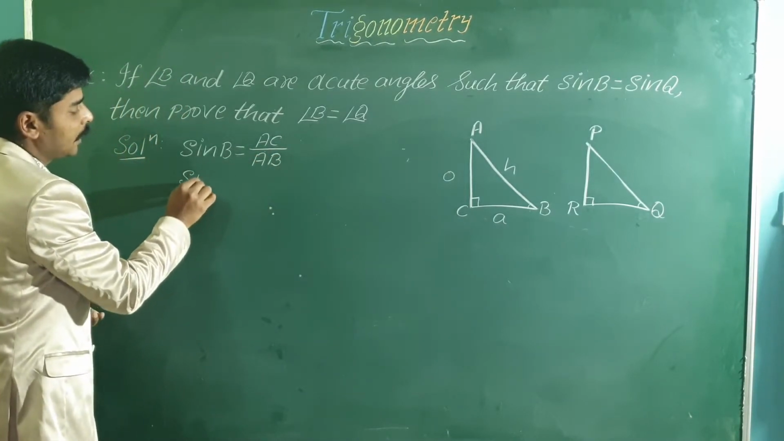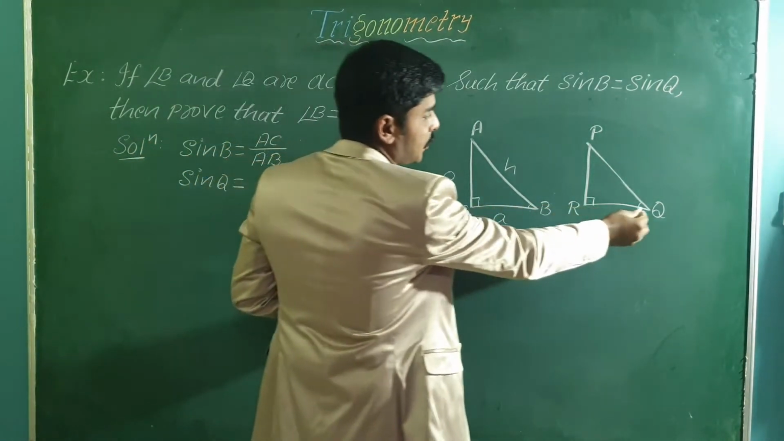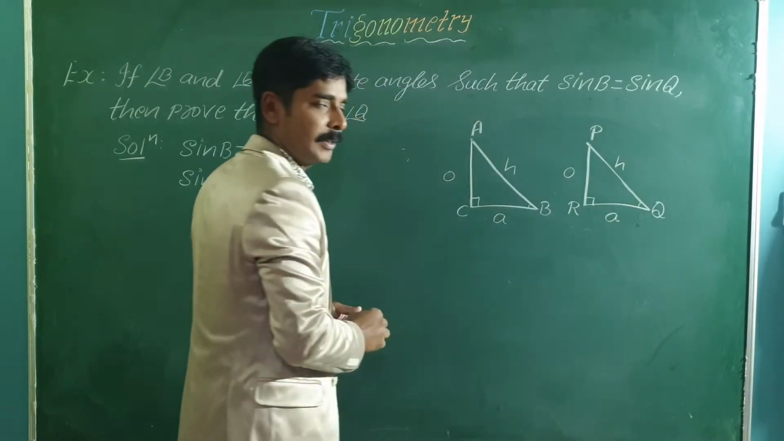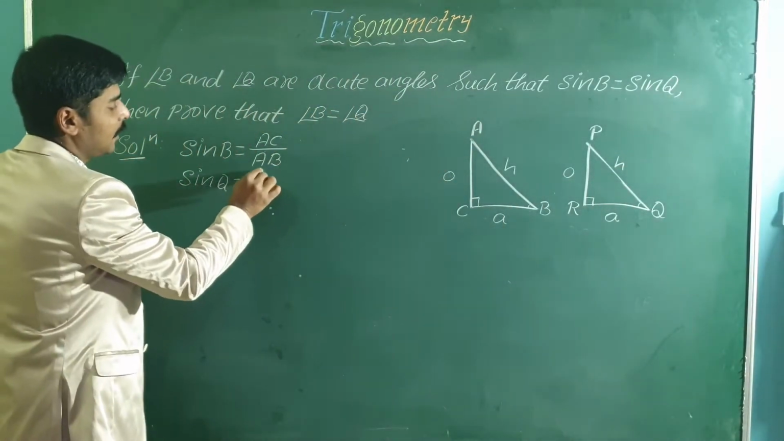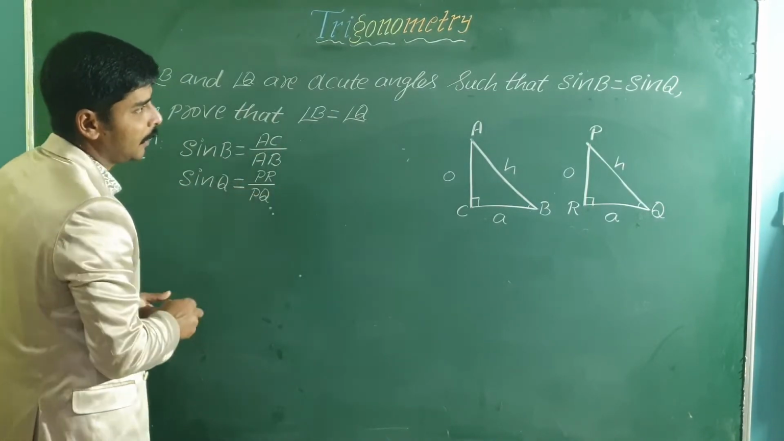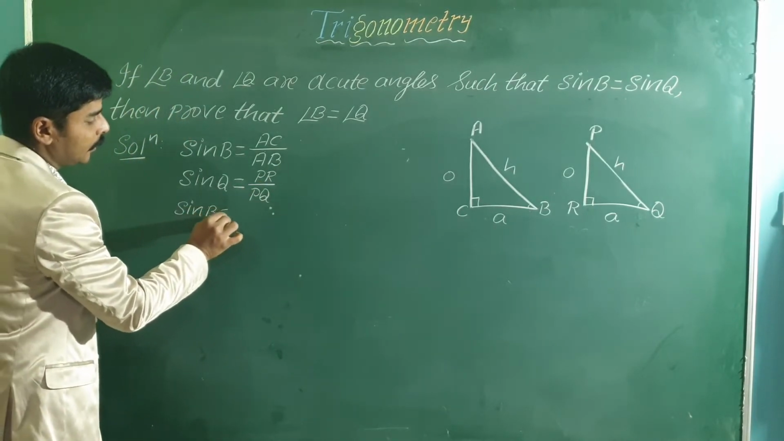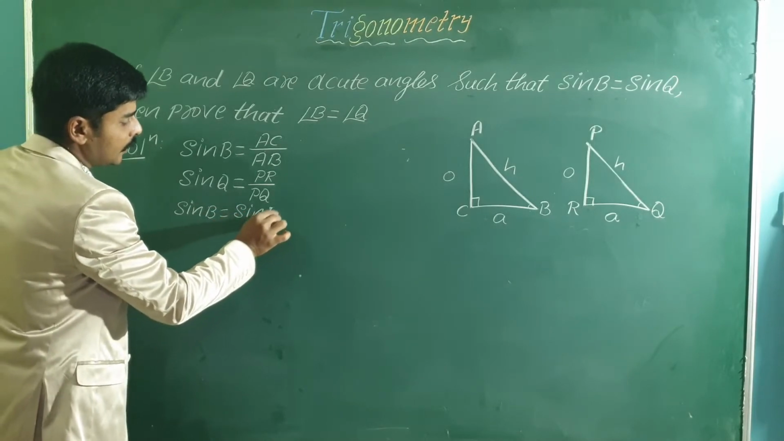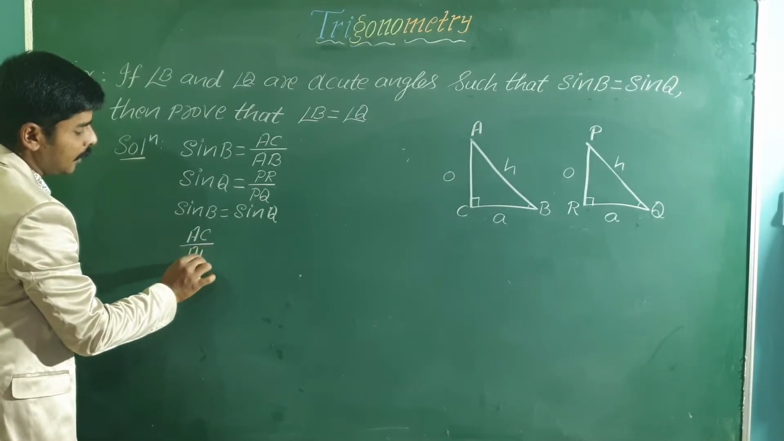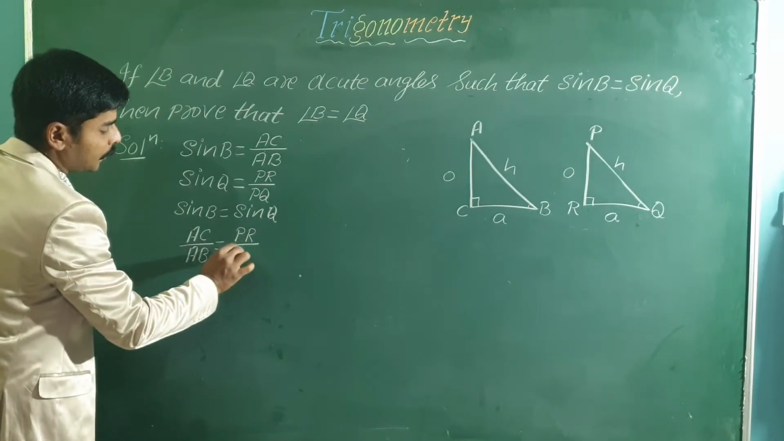Similarly, what is sin Q? So in the right angle triangle PQR, with respect to Q, this is the opposite side, this is the adjacent side, and this is the hypotenuse. So opposite by hypotenuse, PR by PQ. Okay, it is given sin B is equal to sin Q. What is sin B? Sin B is AC by AB. This is equal to sin Q, which is PR by PQ.